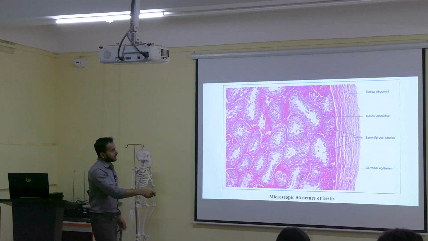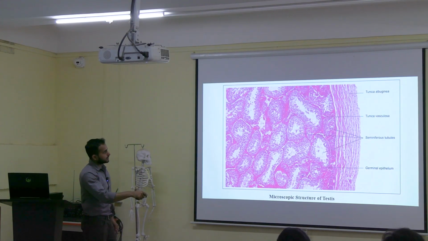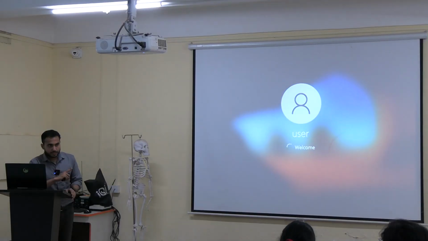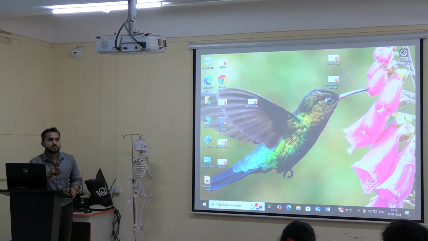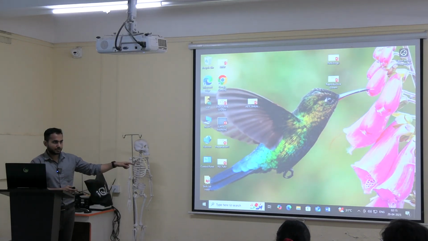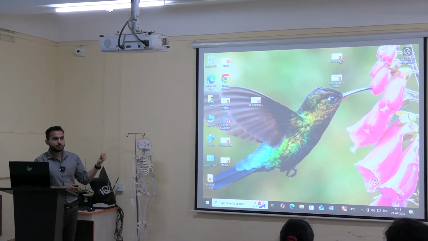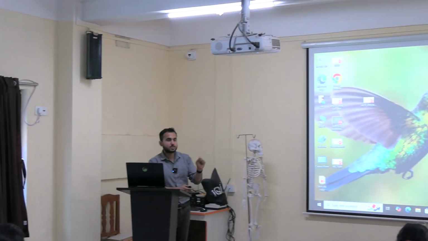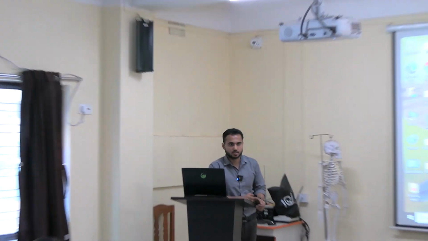Beyond that, what you can see over here? So what are these? Already I have shown the diagram. In case of microscopic structure, the diagram I was showing just now should be drawn for microscopic structure, and for internal structure, the previous diagram which was written as sagittal section of the testis.